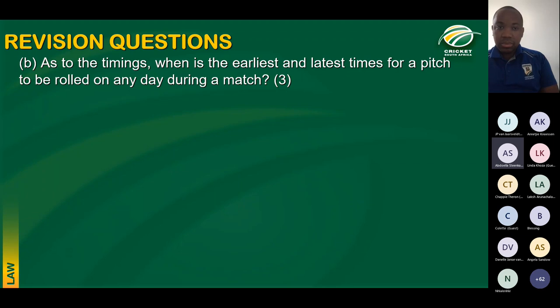Now, in terms of the timings on day 2, day's play starts at 10 o'clock. What does the law say? What is the earliest and what is the latest time for that pitch to be rolled? Same principle will apply for day 3, 4, and 5, but let's use day 2 as an example. What's the earliest and what is the latest if our day of play starts at 10 o'clock?